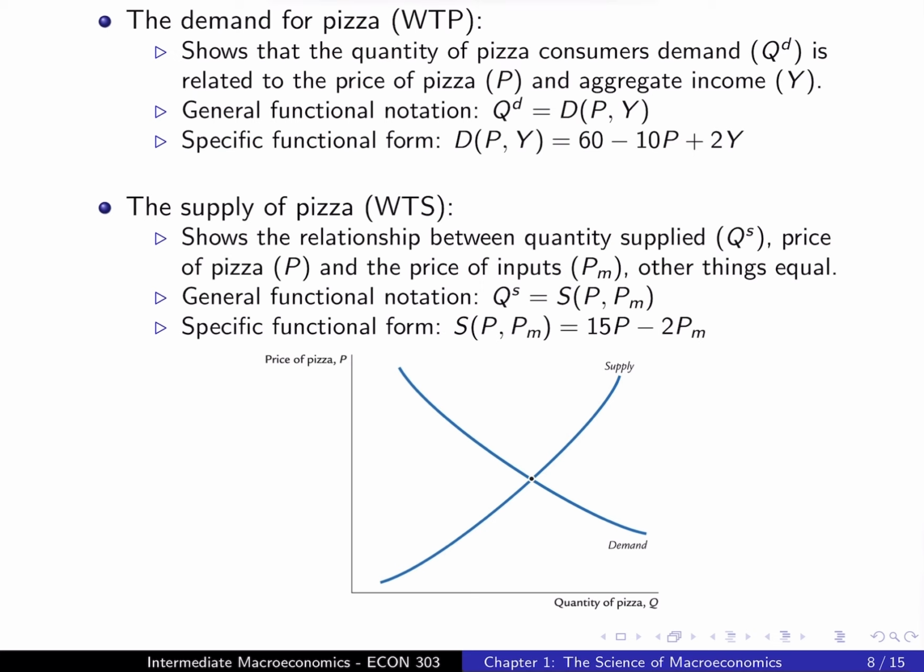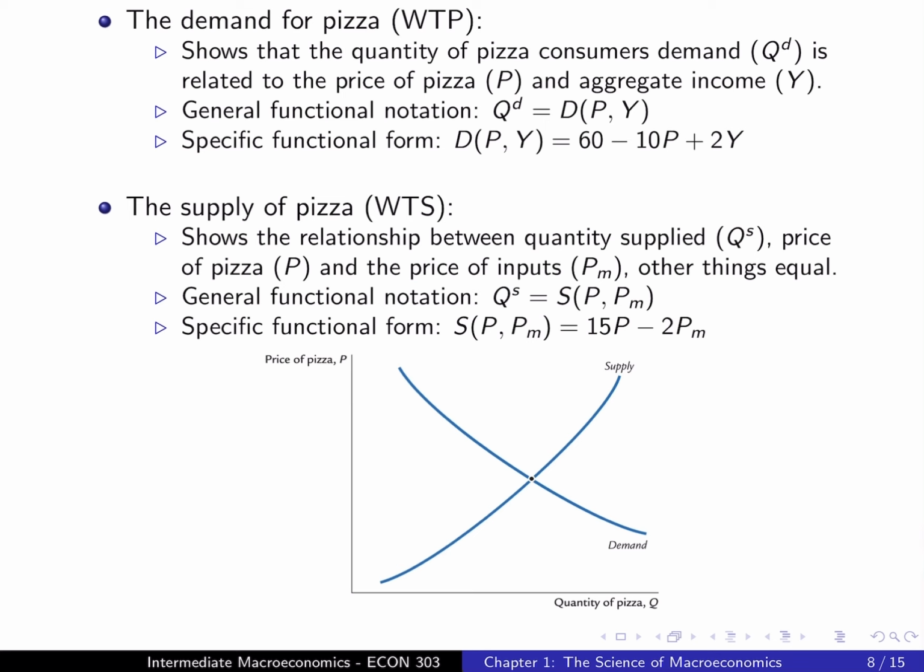Now let's look at the supply of pizza, what we call willingness to sell, WTS. This shows how much pizza producers are willing to supply at different prices, depending on their cost. Specifically, the quantity supplied, QS, depends on the price of pizza, P, and the price of materials, PM, such as cheese and dough. In general notation, QS equals supply, a function of P and PM.